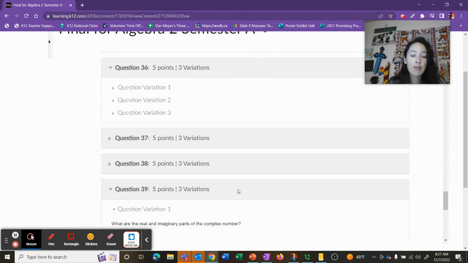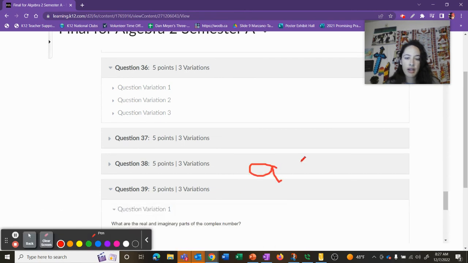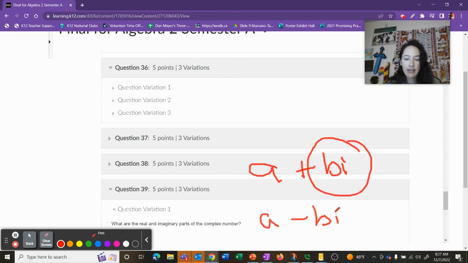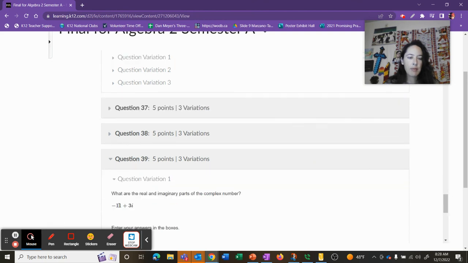These are just previews. Imaginary and real parts of a complex number. The whole real part is that front number a, right? This is the real part plus bi, the whole thing. And then if it's a minus bi, take that negative with it. Keep the b, keep the i, whatever b is. And then whatever a is, that's the real part. Okay, you got this.